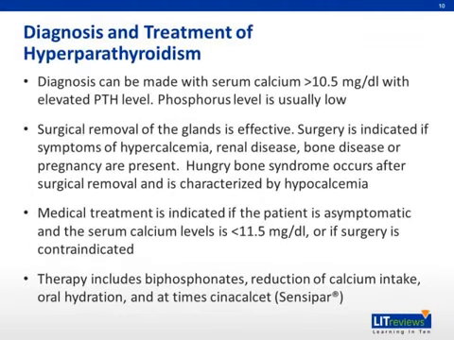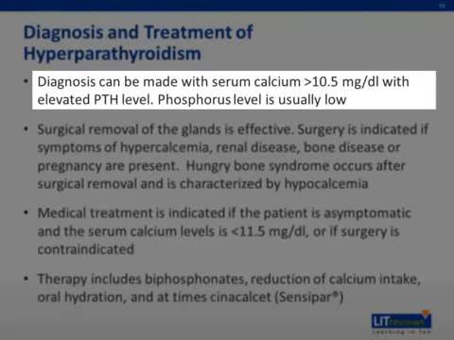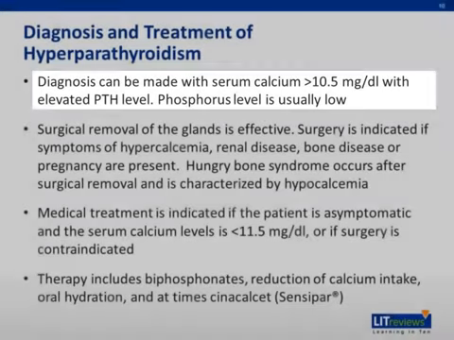Diagnosis and treatment of hyperparathyroidism. The diagnosis can be made by laboratory findings of serum calcium above 10.5 mg per deciliter with elevated PTH level. Serum phosphorus is usually low, less than 2.5 mg per deciliter. The differential diagnosis includes all other causes of hypercalcemia. Imaging studies are not used for the diagnosis of hyperparathyroidism.